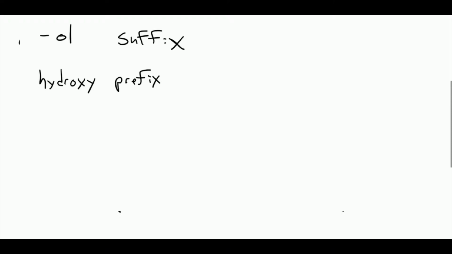So, alcohols: it either adds an -ol to the name if it's the suffix group. If it is a side chain, if it's a prefix group, then it is hydroxy. So you remember that the amines were either amine or amino. For the alcohols, for the OH group, it's either an -ol or a hydroxy.